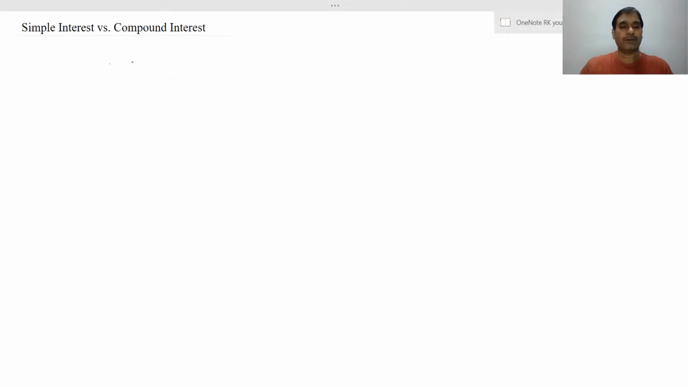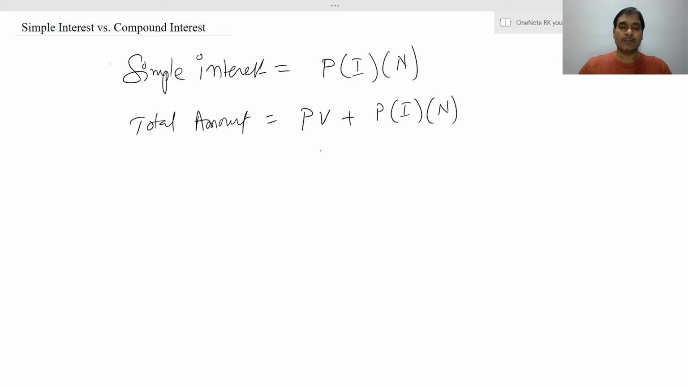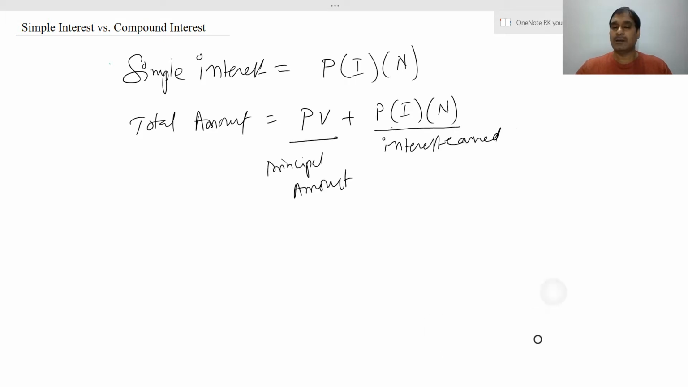The formula that you need to calculate simple interest is P into I into N. P is the principal amount, I is the rate of interest, and N is the number of periods. And to get the total amount, that is the present value, it is the amount invested plus the interest amount. This part is the interest earned and this is the principal amount.